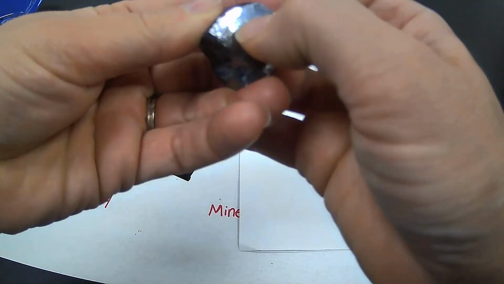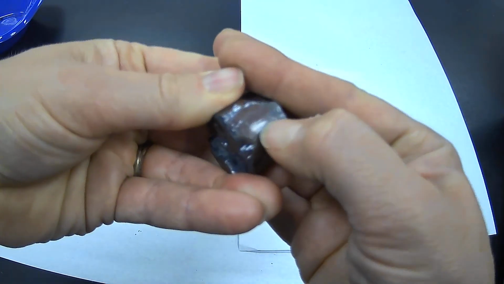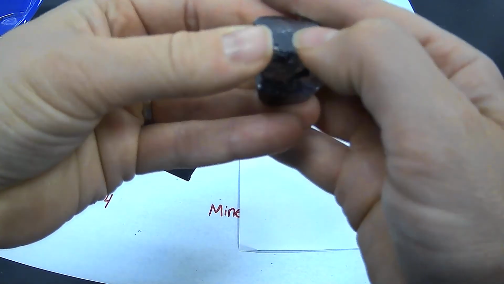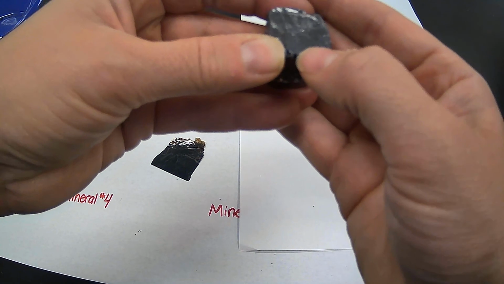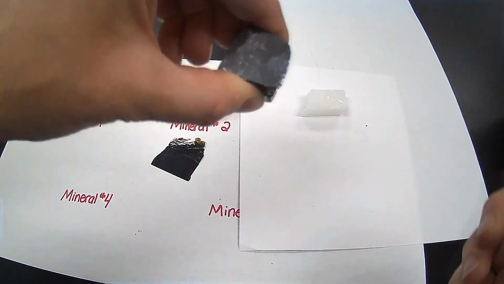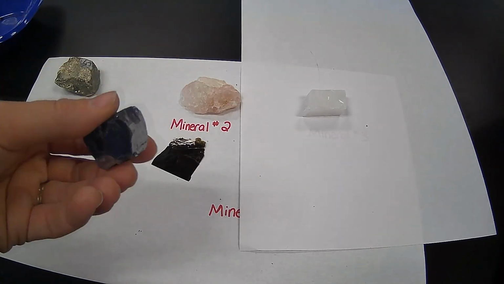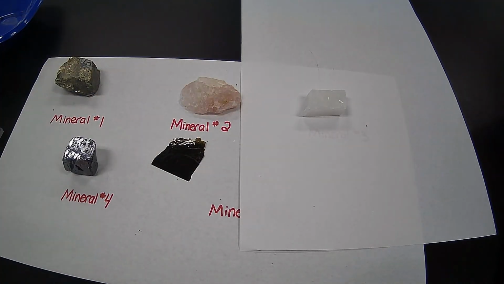Try to scratch it with my fingernail. And my fingernail can just barely leave behind some marks. So in some places it can't, and some places it can. So use that knowledge to take a look at your reference table to determine its hardness.